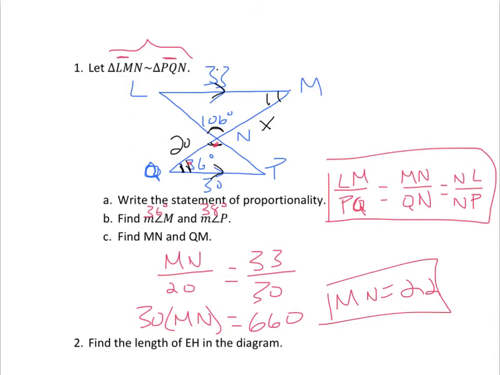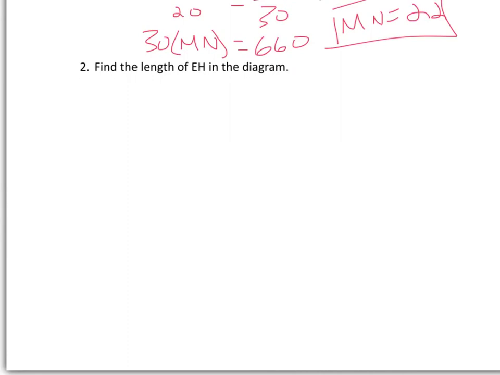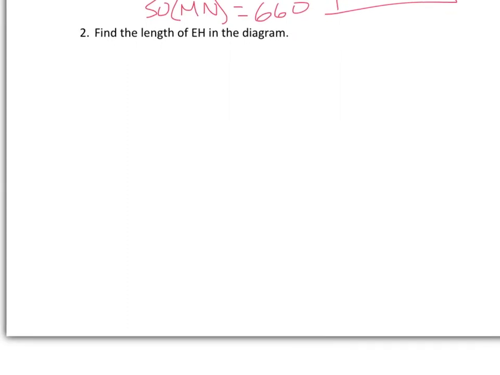Now, to get QM, you're just going to add up. QM is equal to MN plus QN, which is just going to be 22 plus 20. So QM is equal to 42. And you're done.